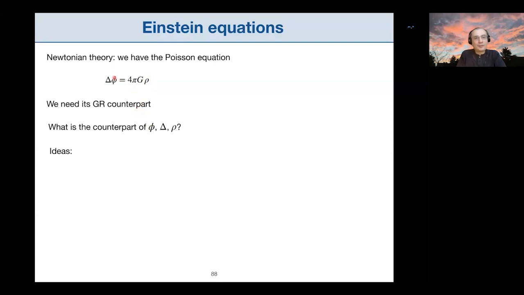In particular, what is the counterpart of the potential, of the Laplace operator, and of the matter density? So when we look at the equations of motion in Newtonian theory, we see that the spatial motion of a particle, the acceleration, is given by the derivative of the potential phi. If you look at the corresponding equation in GR, we see that on the right-hand side we basically have the gamma coefficient, the connection coefficient, times x dot x dot. And the gamma coefficient contains the derivative of the metric. So it seems reasonable to assume that phi, the gravitational potential, and the metric should be, in a sense, counterparts. So we are looking for an equation for the metric.